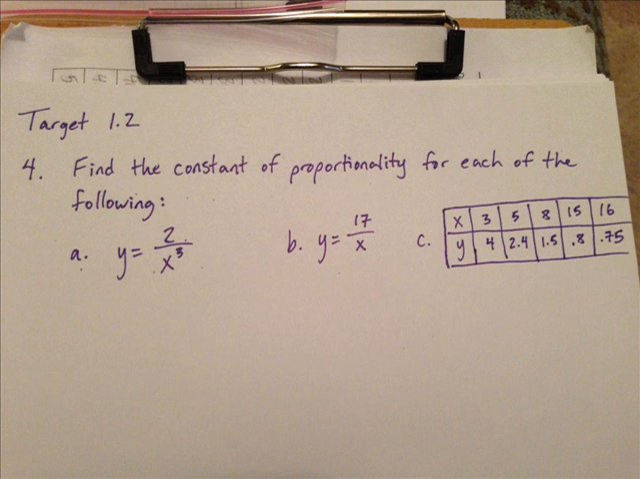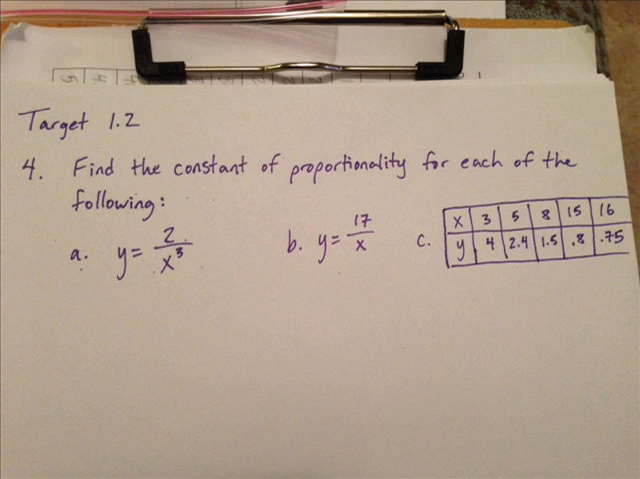Still on target 1.2. Question 4 gives you 3 different problems and asks you to find the constant of proportionality for each of the following problems. In part A and B they give you equations, and then part C gives you a table. So we'll start looking at part A.